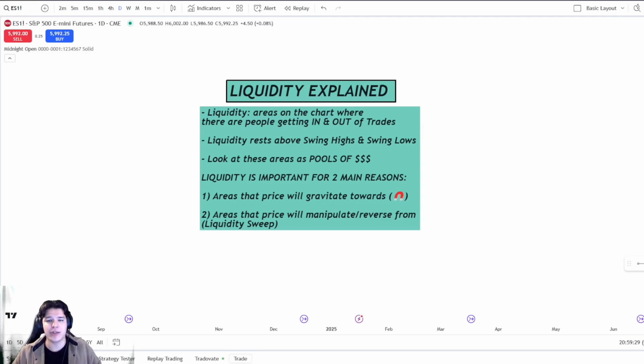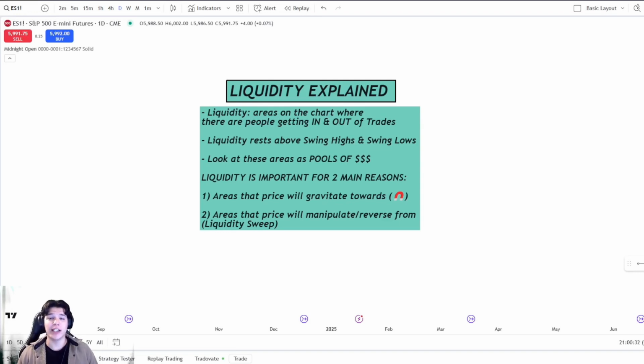All liquidity is referring to is areas on the charts where there are people getting in and out of the market. These are areas with high market participation. These are often also going to be your swing highs and your swing lows. And I want you guys to view these as pools of money because people are getting in and out of the market at these areas, hence the high amount of market participation. That is all liquidity is from a conceptual standpoint, okay?